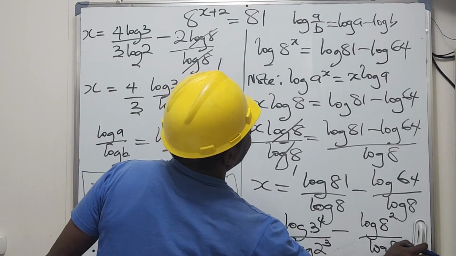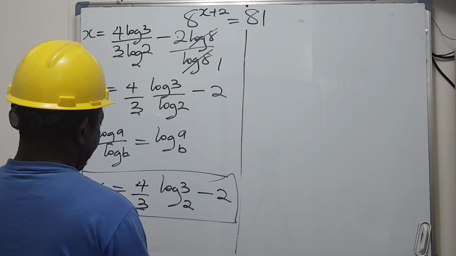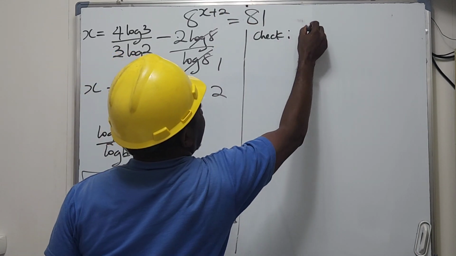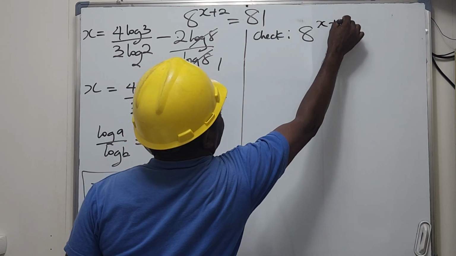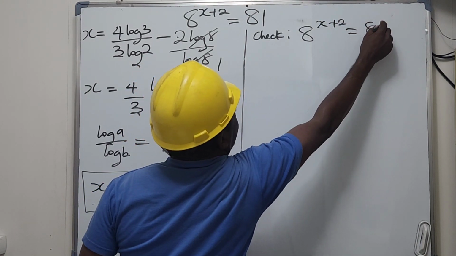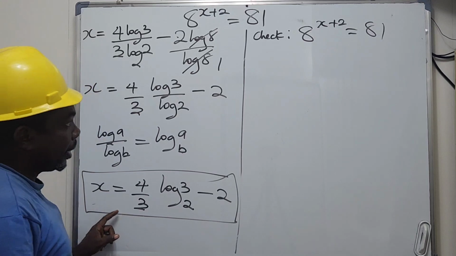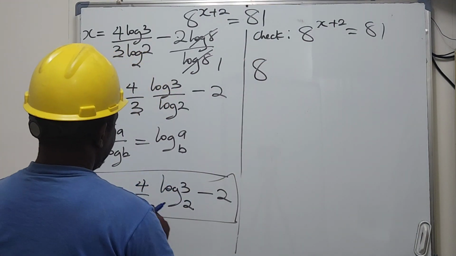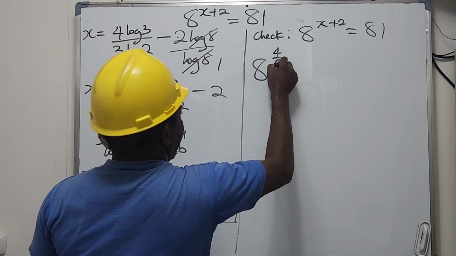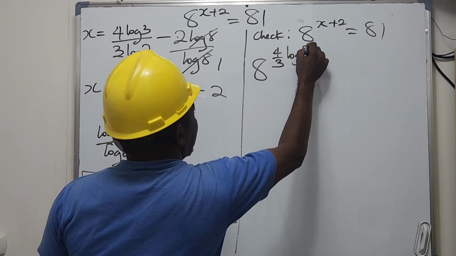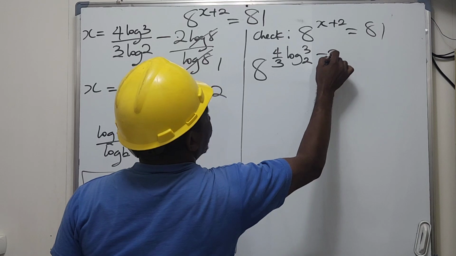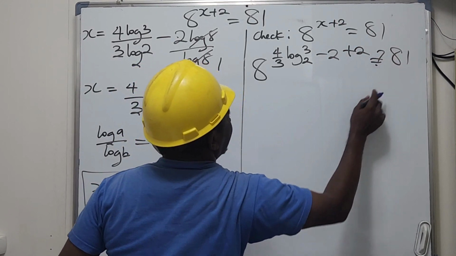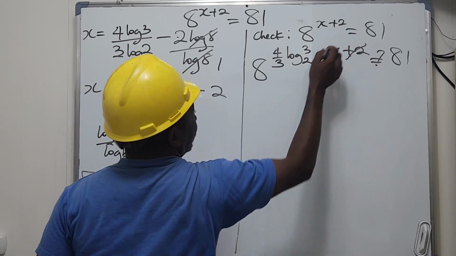Before we do that, we need to clean this to further simplify it. So we have here check, as we are given 8 to the power of x plus 2, will this equal 81 when we substitute the value of x as this. So here we have 8 to the power of, in the place of x, we have 4 upon 3 log 3 base 2 minus 2. So we bring down this plus 2. Well, this gives us 81. Here minus 2 will cancel plus 2.